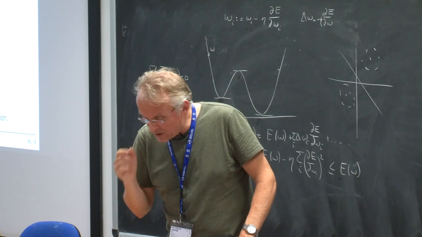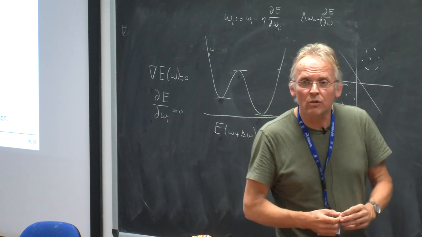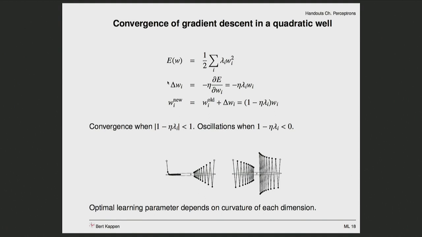Now, let's look at that gradient descent rule for a very, very simple example. Let's say a quadratic well, right? So suppose that this E of W is a quadratic form. So this form on the top.